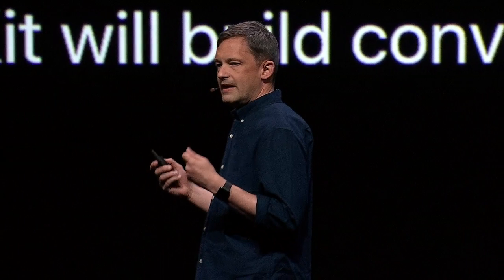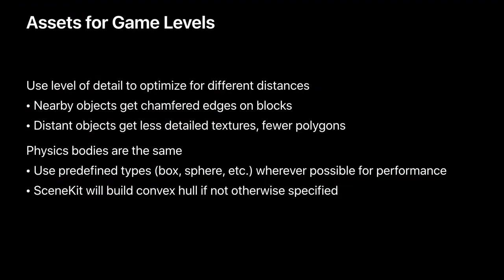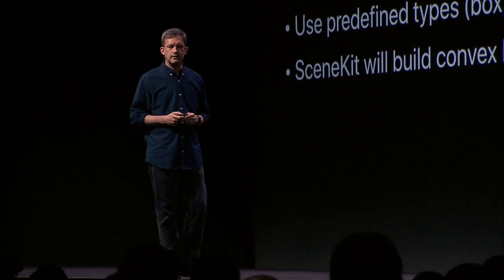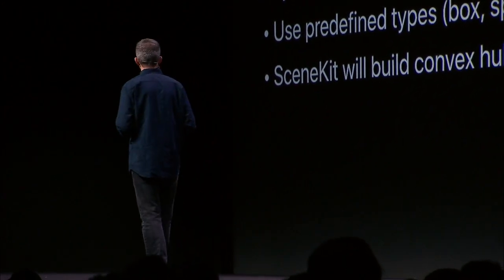However, we still want the gameplay to stay consistent, and so we specify the physics bodies separately. SceneKit provides a number of built-in physics body types, such as cube, sphere, and cylinder, and if you use those, you really get the best performance. If you don't specify one, SceneKit will build a convex hull automatically for you, and that works, but it can be a lower performance implementation. By adding these objects where they were available and where they made sense, we really sped up the performance of the game.